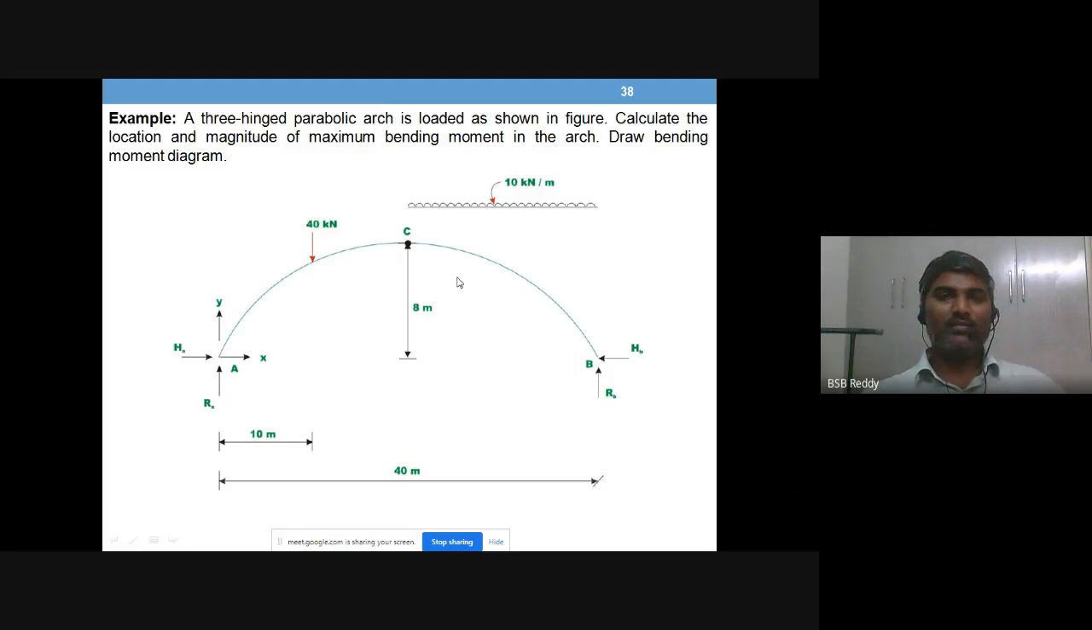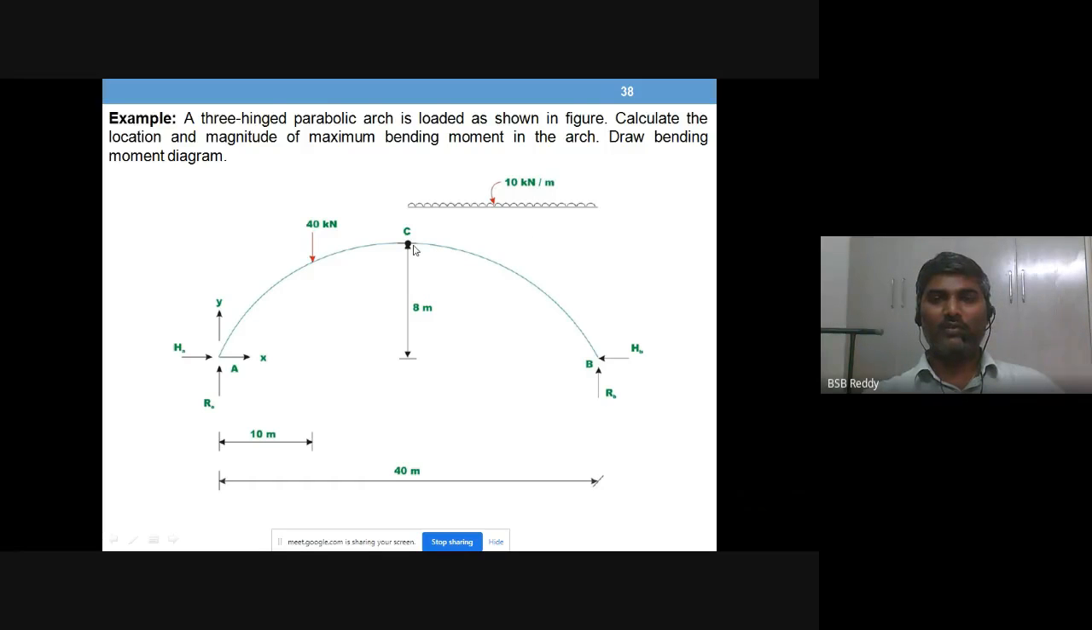In this session, we will see one more example on a three-hinged parabolic arch. Proceeding to the solution, the question is: a three-hinged parabolic arch is loaded as shown in the figure, which is what you are looking at in this diagram. It has a span of 40 meters and a rise of 8 meters.